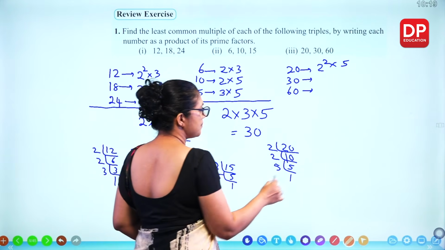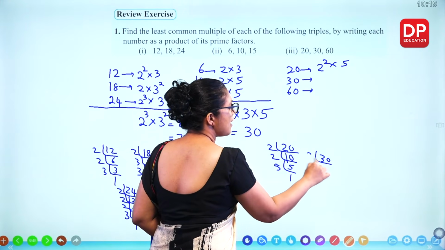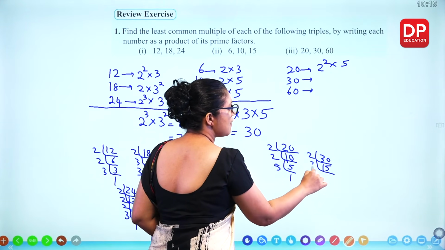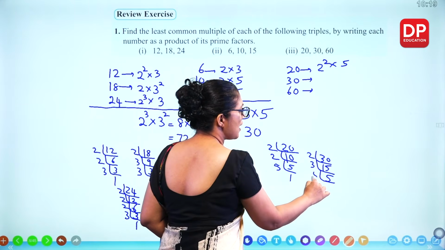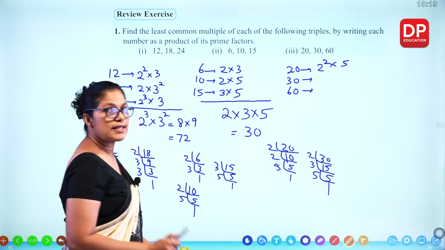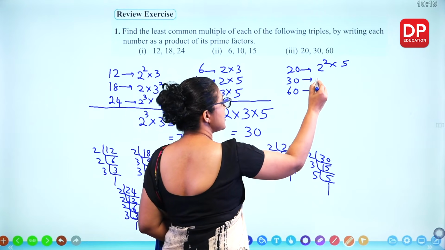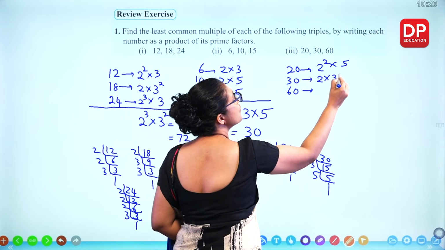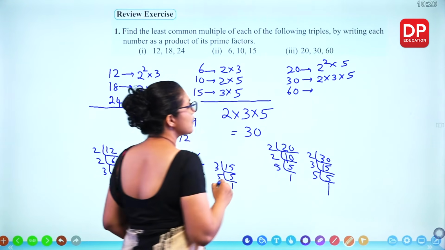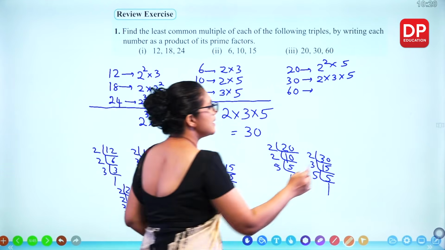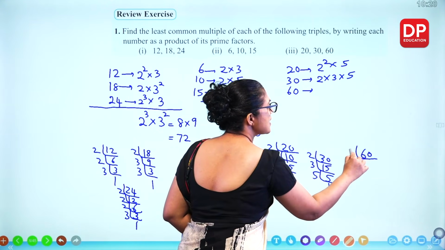What about 30? 30 divided by 2 you get 15. Divide by 3 you get 5. Divide by 5 again you get 1. So how can I write the factors of 30? 2 into 3 into 5. Now we'll take 60. So what are the factors of 60?